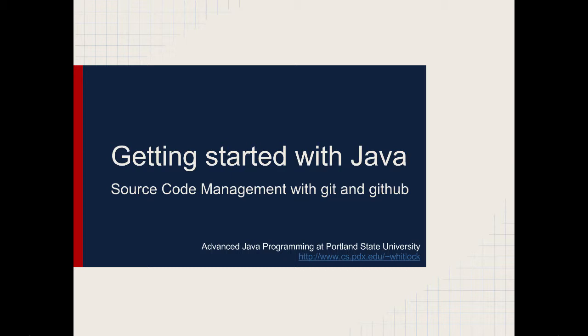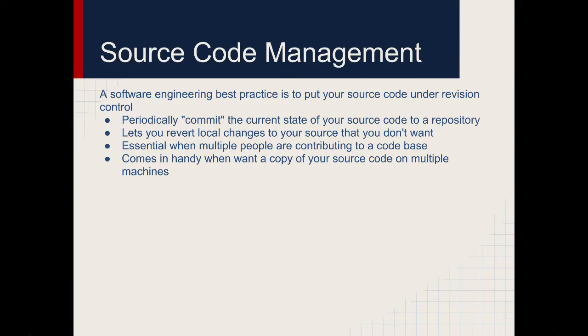In this screencast, we'll continue our discussion of getting started with Java by focusing on source code management using Git and GitHub. Before we get started, I just wanted to point out that using Git and GitHub, strictly speaking, aren't required for the course. You can learn everything you need to know about Java, and you can do all of the programming assignments without using Git and GitHub. So if you'd rather skip this screencast, feel free to go right ahead.